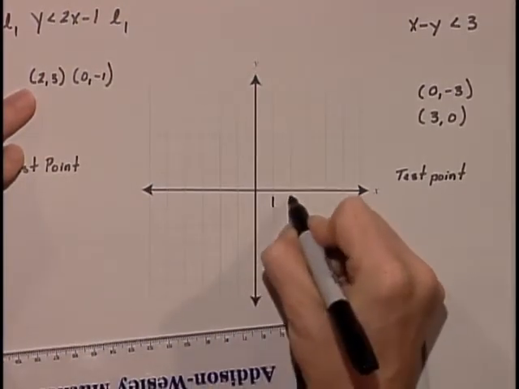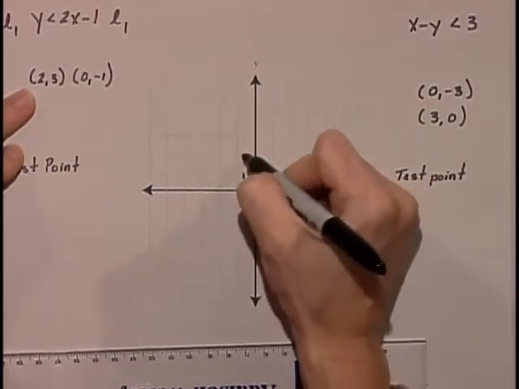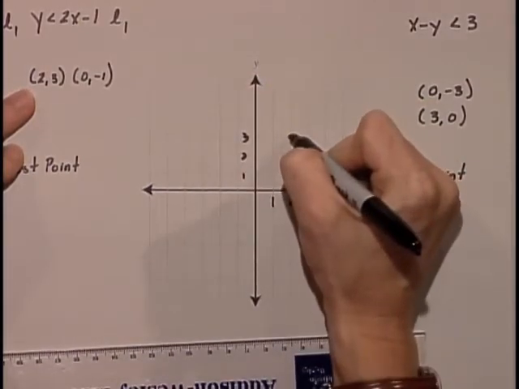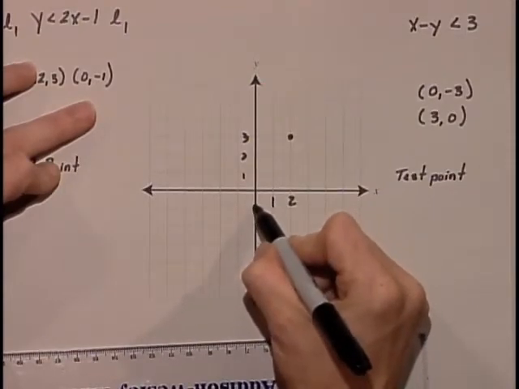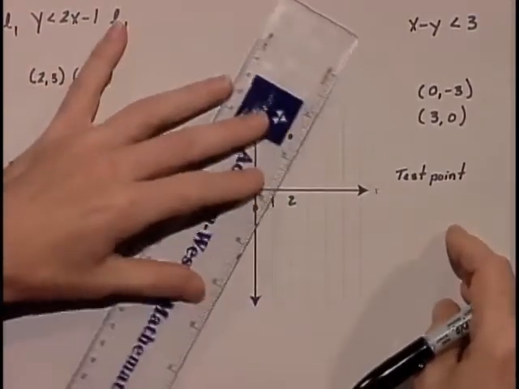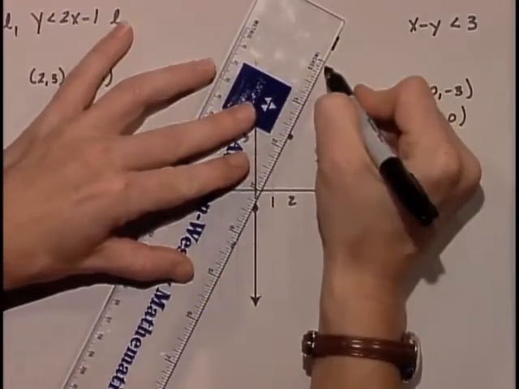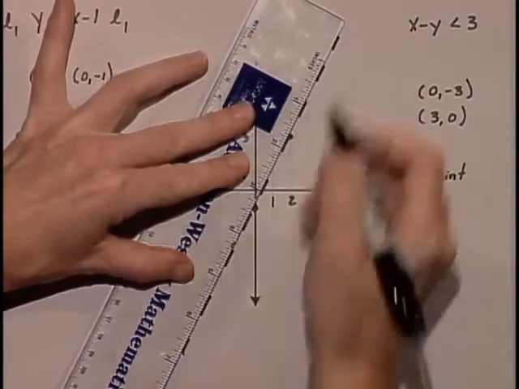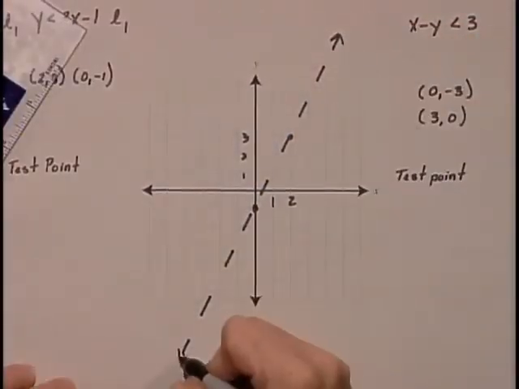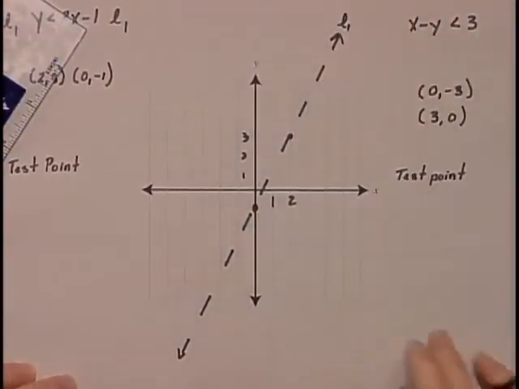Two, and then up 3. We'll place our first point, and (0, -1). We're going to connect those with a dashed line. I'm going to label that line 1.